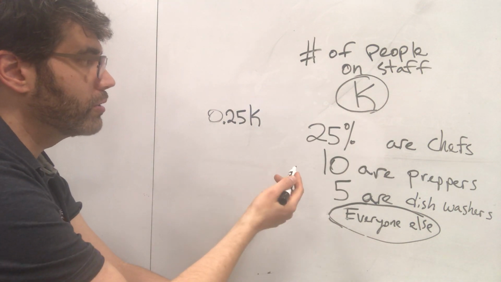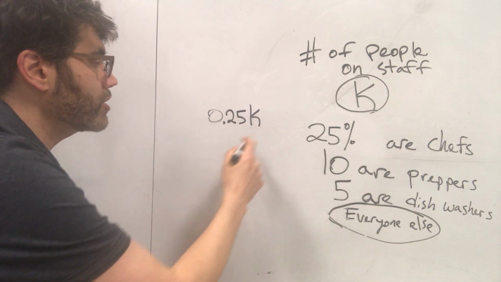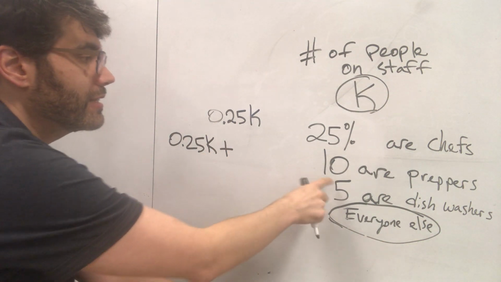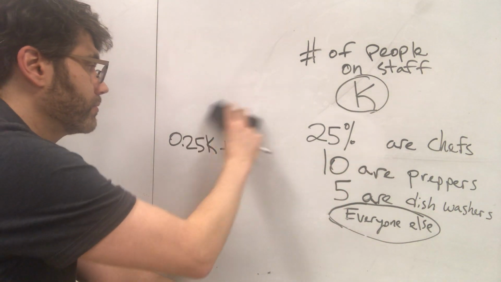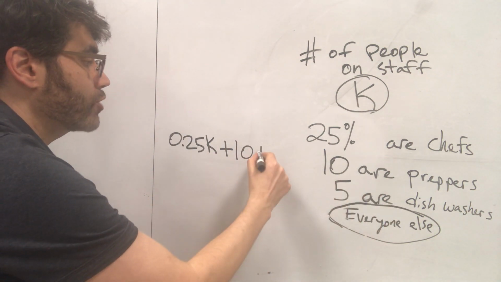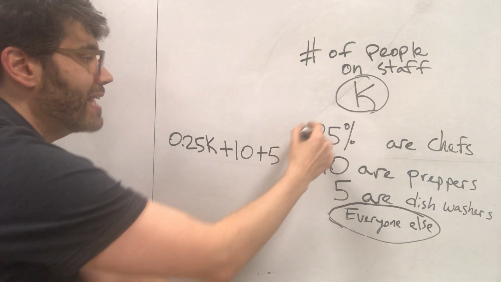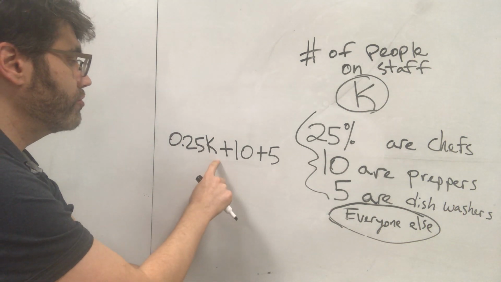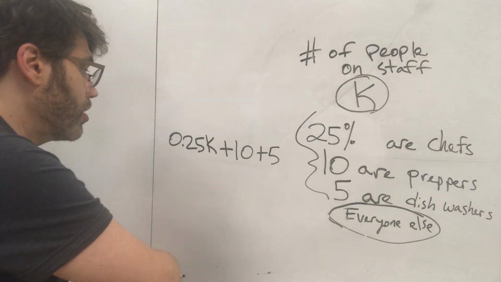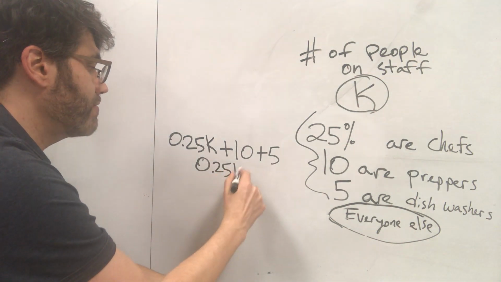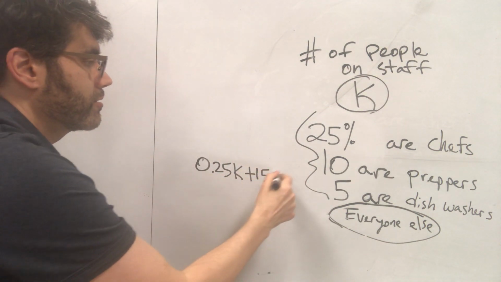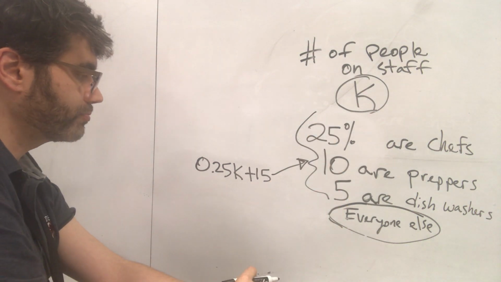Okay, 10 people are the preppers. So I'll write it over here so I have more room, 0.25K. And then since 10 is an actual number of people, we're just going to write 10, all right? And since 5 dishwashers is an actual number of people, we're just going to write 5. So let's add all of this up. We have 0.25K, and then 10 and 5 are like terms. They're constants. You can add them together. So you would get 0.25K plus 15. This expression right here represents these first 3 categories.